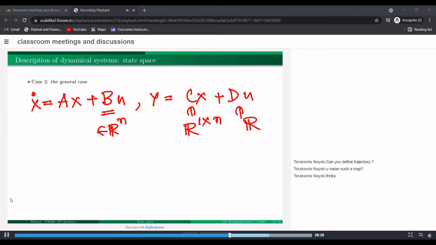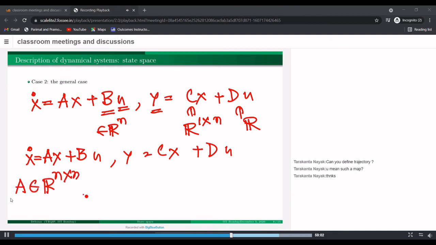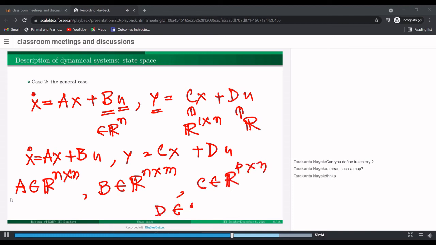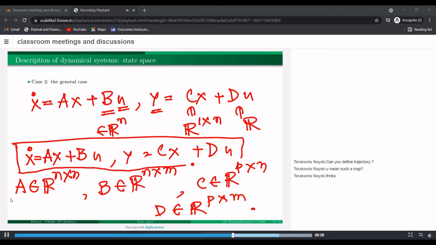But this description is so general that we can invoke situations where we have multiple inputs and multiple outputs. All that will happen in that case is that we'll have the same equations, x dot equals Ax plus Bu and y equals Cx plus Du, but here the matrices will be A n cross n, B will be n cross m, where m is the number of inputs, C will be p cross n, and D of course will be p cross m. These will be the sizes. But this description will still be valid. Okay, I hope this is clear.